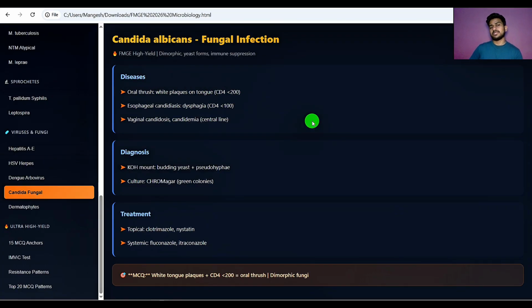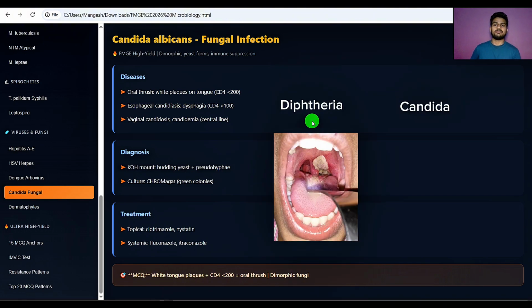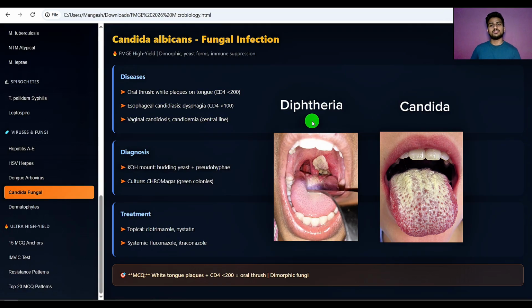We all know that there can be an image of oral mucosa having full thrush with white colored deposits. Don't confuse it with diphtheria, because diphtheria we have already covered in previous sections. So you should know how to differentiate between diphtheria and candida. In diphtheria there will be pseudomembranes. In candida there will be oral thrush. You will be able to differentiate if you go through various images.